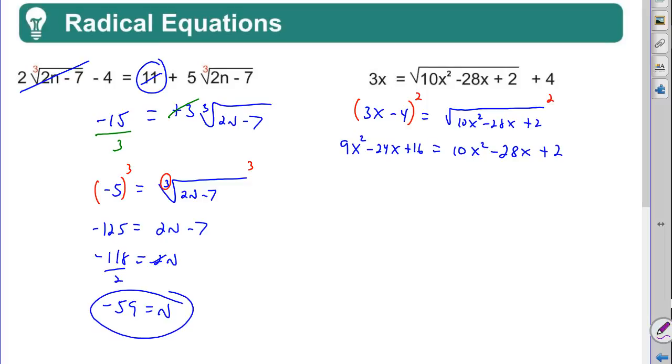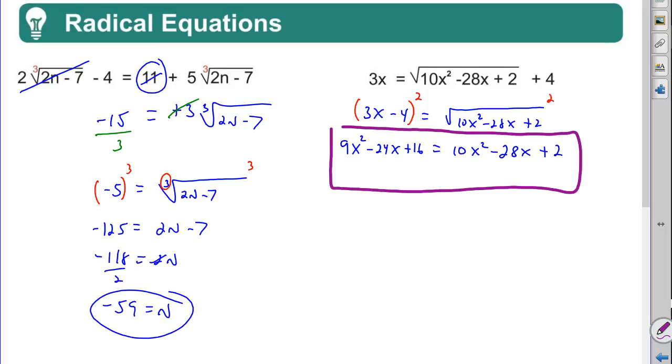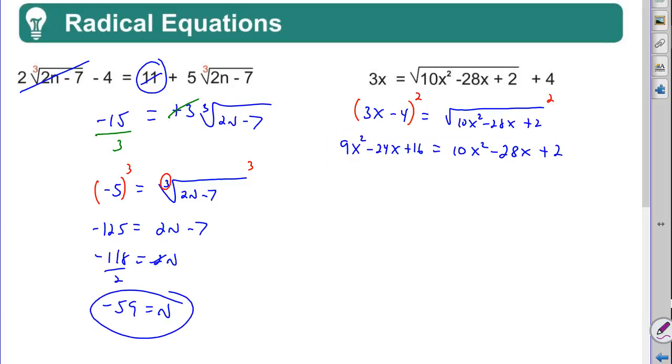Okay, at this point, you should look at it and say, what do I have? And you should say, oh, I have a quadratic. How am I going to solve quadratics, right? And if you remember, 3 ways. You can either set them equal to 0 and factor, or you could try to take the square root of both sides, or you can use the quadratic equation.